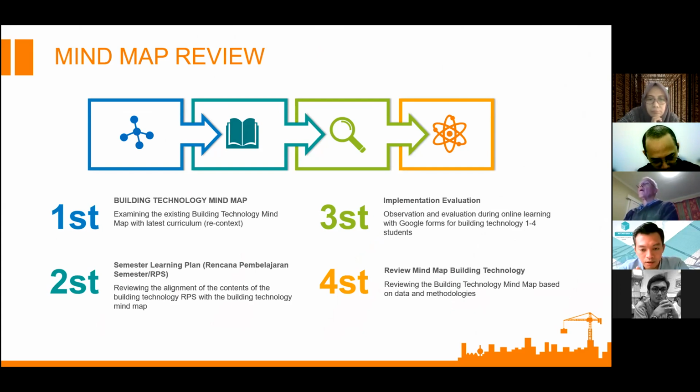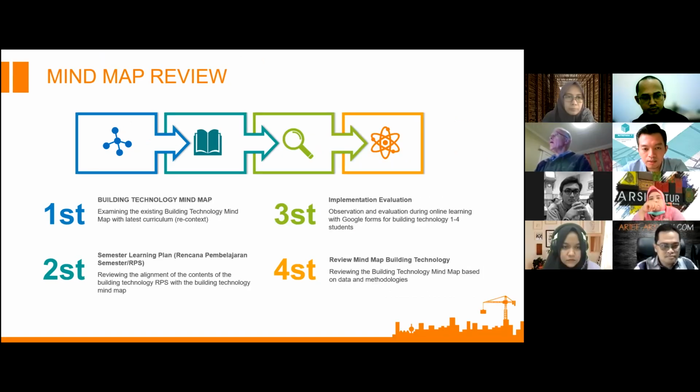We have four steps. The first is we examine the existing building technology mind map, the latest curriculum, the context. And then the second step is we review the semester learning plan, rencana pembelajaran semester, RPS we call it. Are they relevant with the mind map or not? And then the third is implementation evaluation. We observe live the students of building technology 1 until 4. And then the last is to review the mind map and try to create a new mind map for building technology that's more relevant in the hybrid learning system or online learning.